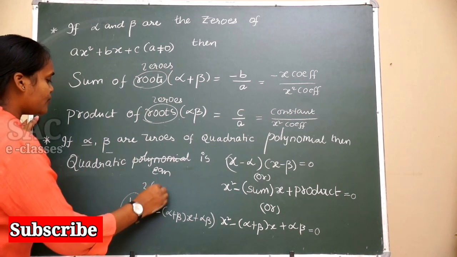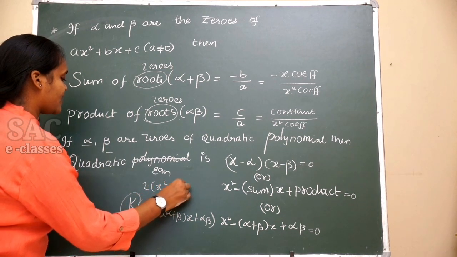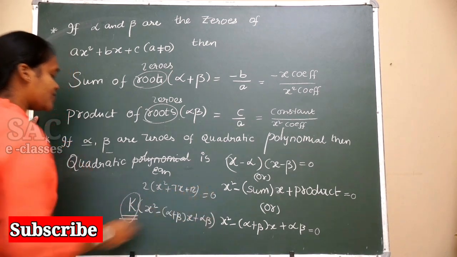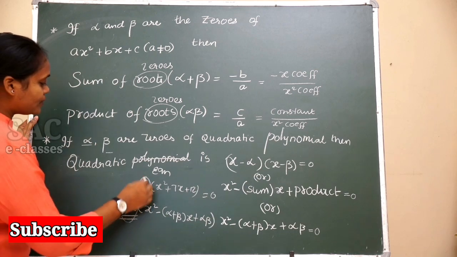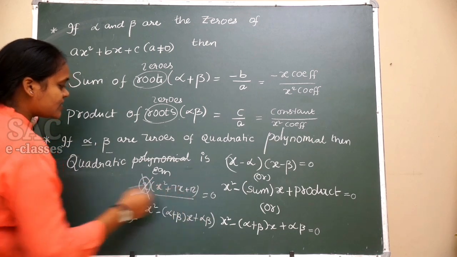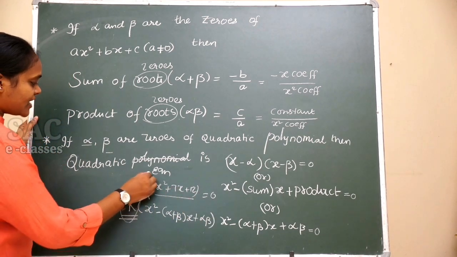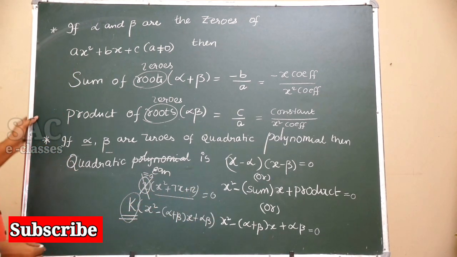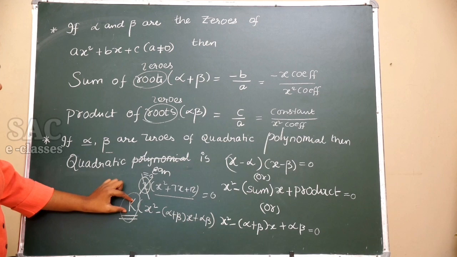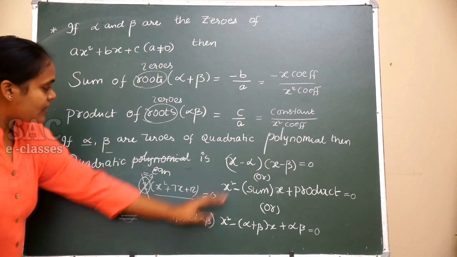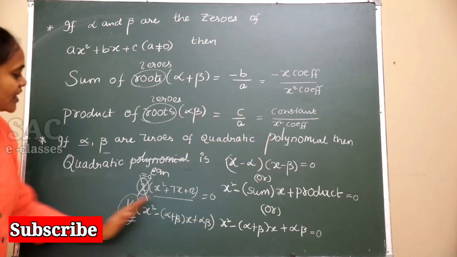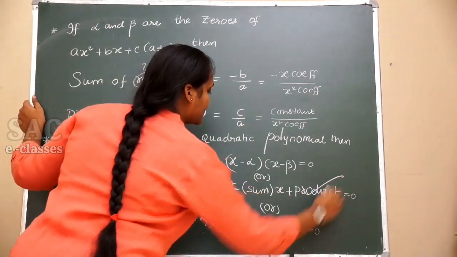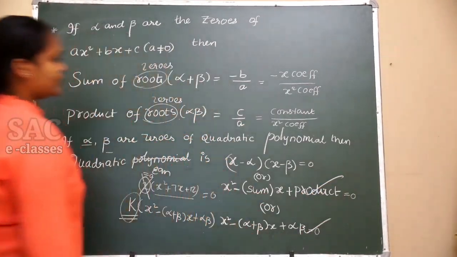That means 2 into x square plus 7x plus 12 gives the same zeros, or without the 2 also, it gives the same zeros. As we know that 2 cannot be equal to 0, definitely these also will be equal to 0. So if you write k or not, no issues. You can learn these three formulas, either this or this or this. But the better ones to use are the second one and the third one.